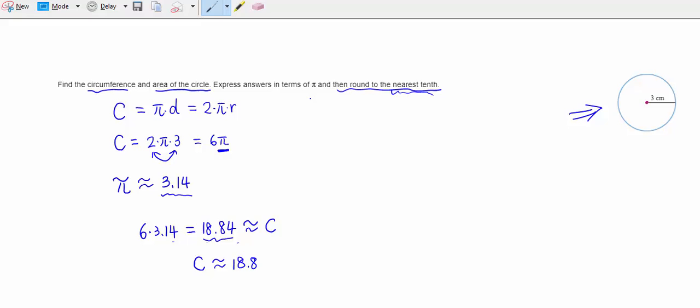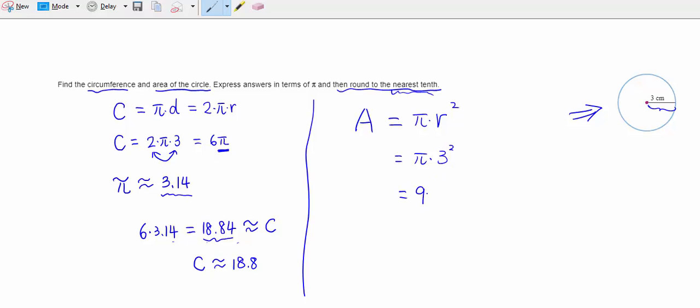So now let's calculate the area of this circle. The area formula for the circle is the area A equals pi times the radius squared. So plug in the radius 3 into the formula, we have pi times 3 squared. And 3 squared, that's 9, right? So we have 9 times pi, or 9 pi. So if we express the answer in terms of pi, then that's the answer.